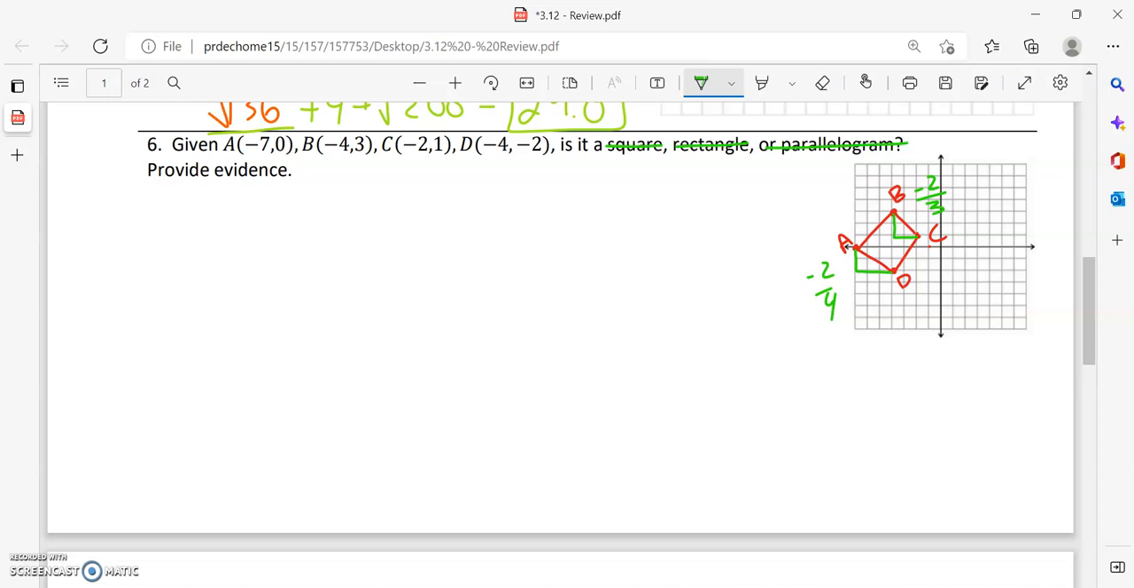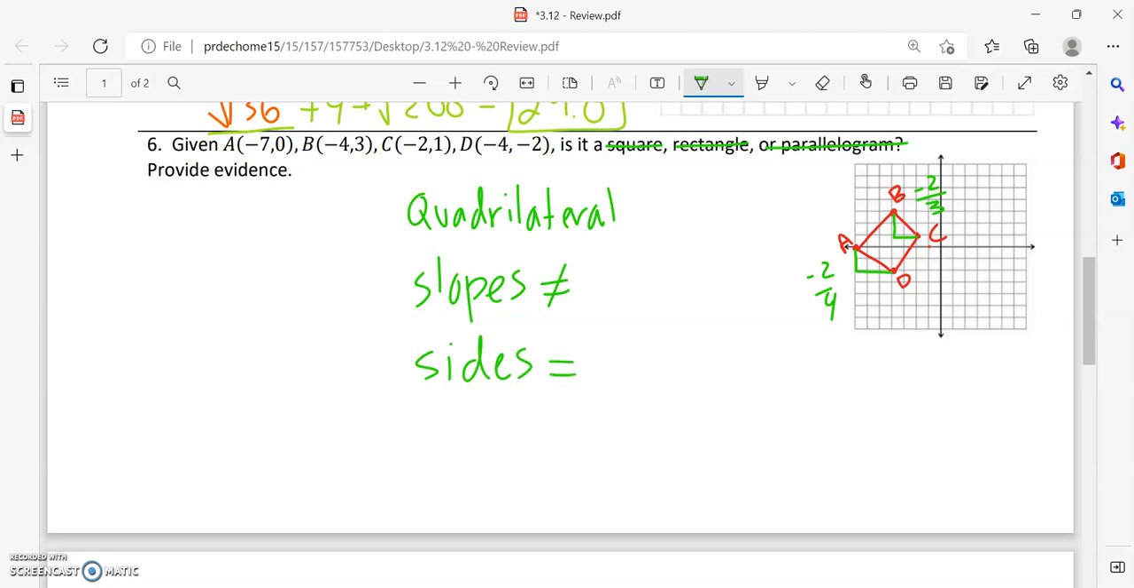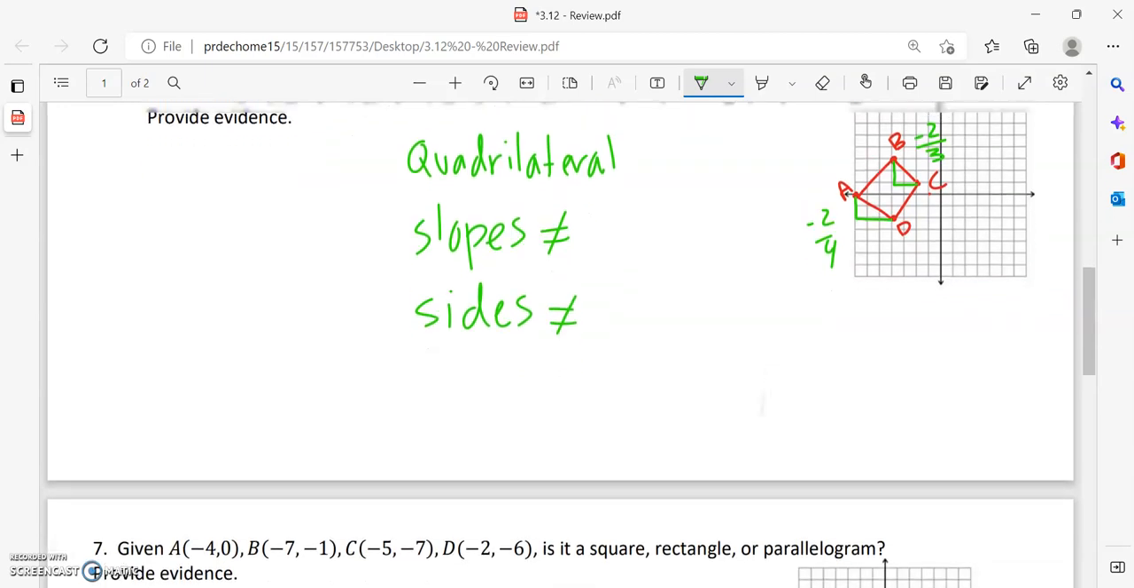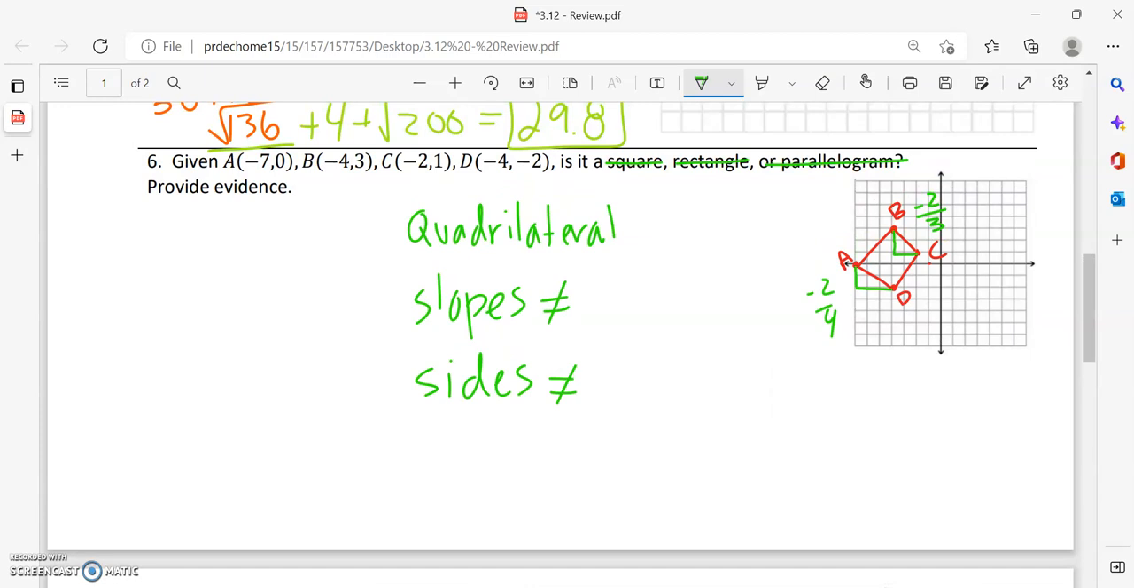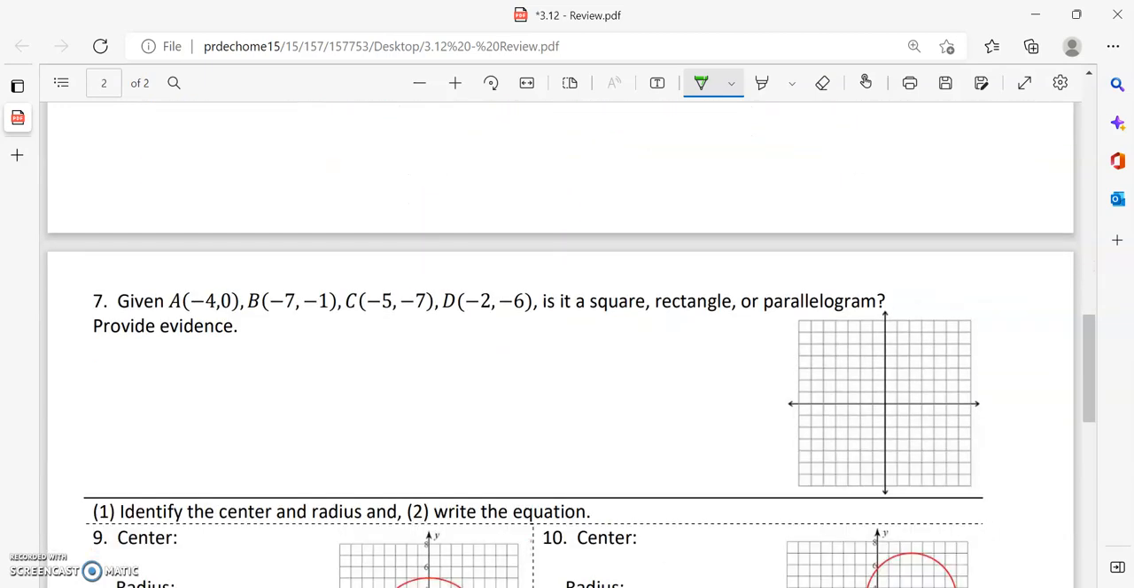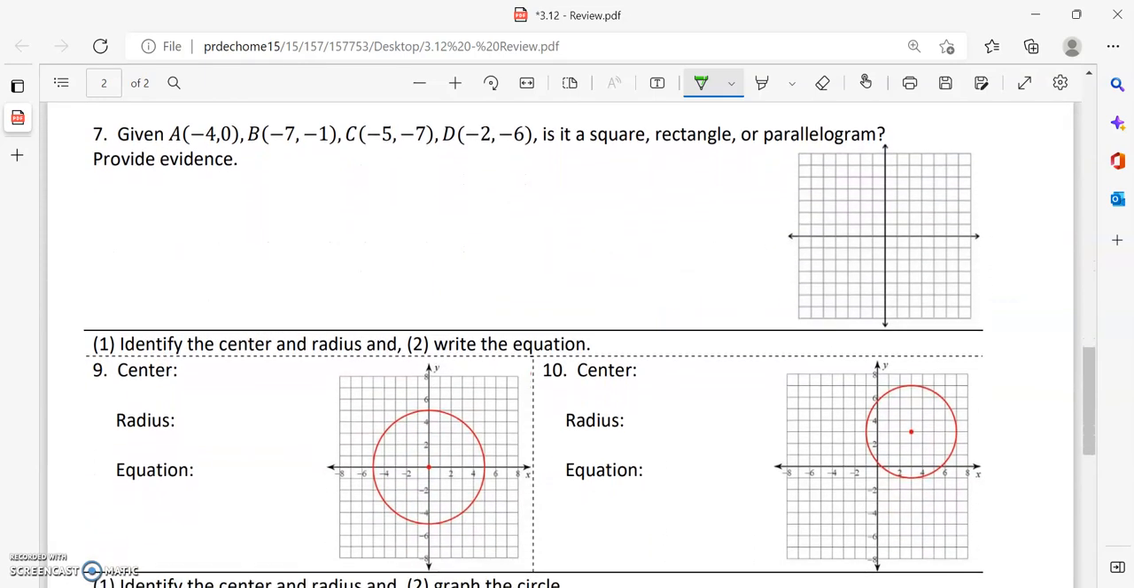So you can say the slopes aren't the same, and they're not the same length. So quadrilateral. Slopes do not equal, and sides do not equal. Okay, this is on a test. This is all I need to see. Draw it out and show me enough information, and then write something that proves that you know what you're talking about. Okay, one more of these questions.